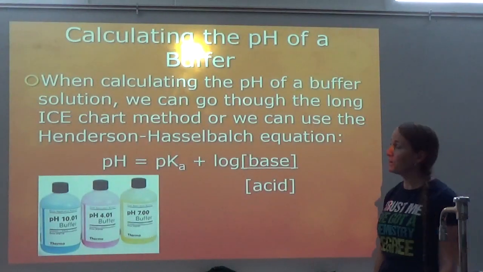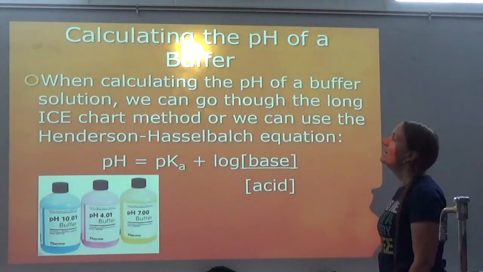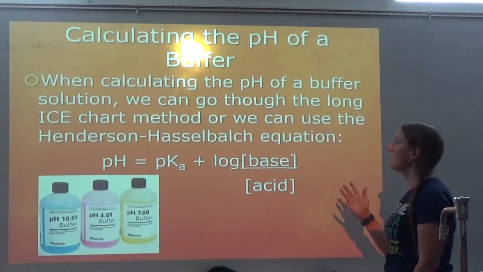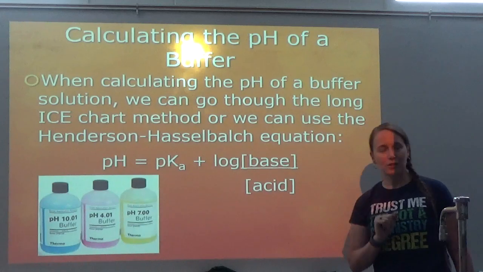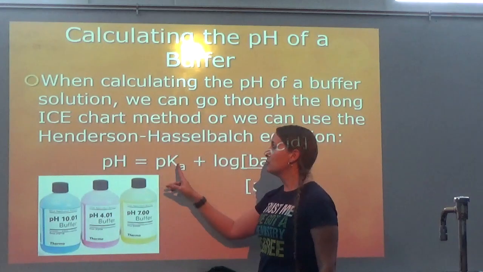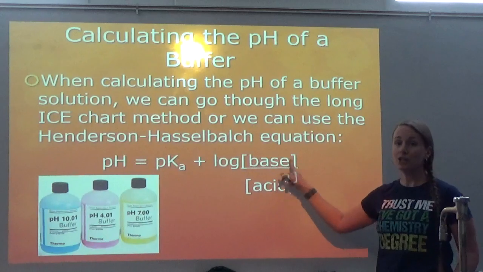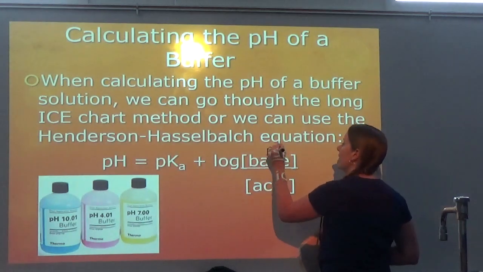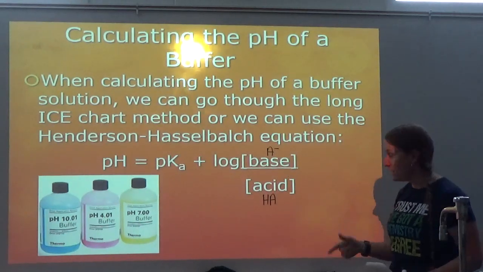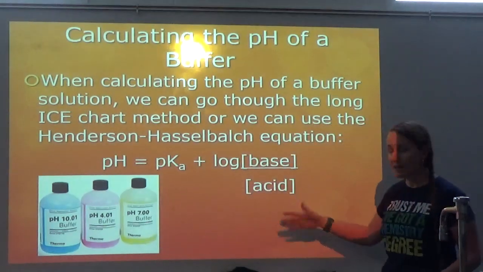So let's talk about some calculations. This is where our favorite person in the world is about to save us from some ICE charts. When calculating the pH of a buffer solution, we can go through the long ICE chart method, or we can use the Henderson-Hasselbalch equation, which, by the way, is on your formula sheet. It says that pH equals pKa plus log of the concentration of base over acid. Of course, these have to be conjugates. A lot of times you'll see it written as A minus over HA, because that's showing that it's a conjugate set. So it has to be conjugates, and instead of doing the ICE chart, we can just do this.